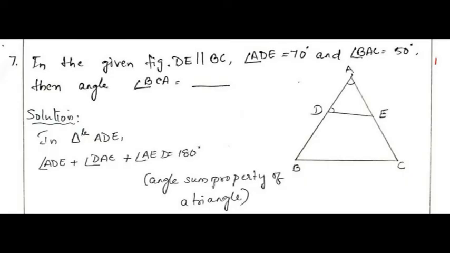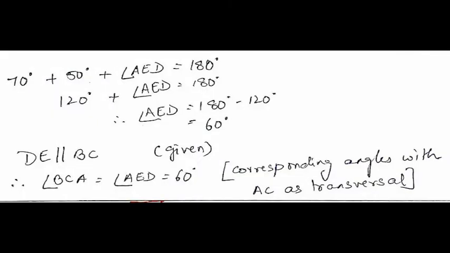Question number 7. In the given figure, DE parallel to BC, angle ADE is equal to 70 degree and angle BAC is equal to 50 degree. Then angle BCA is equal to dash. So use the angle sum property of a triangle and you can find the angle AED is equal to 60. And since DE parallel to BC, using the property of corresponding angles, we can get angle BCA is equal to 60 degree.